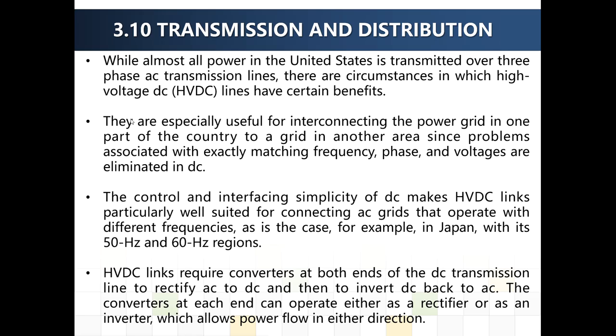HVDC links require converters at both ends of the DC transmission line to rectify AC to DC and then to invert DC back to AC. The converters at each end can operate either as a rectifier or as an inverter, which allows power flow in either direction.